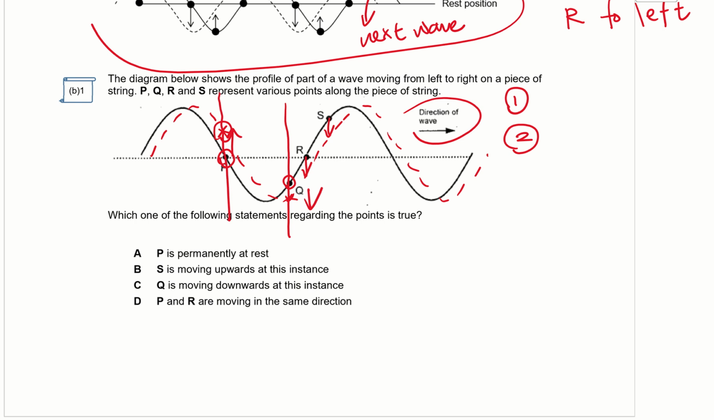Okay, so if you were to ask me, if I don't do these 2 steps, will I be able to tell whether the particle is going up or down? I can't. I can only tell you about the crest and the trough. Okay, so please learn this method. Okay, unless you have a better method, please let me know.